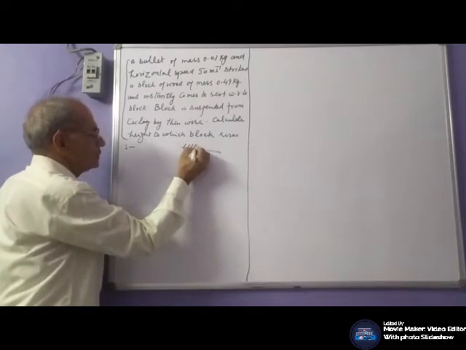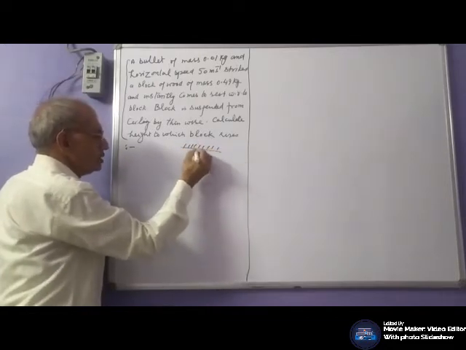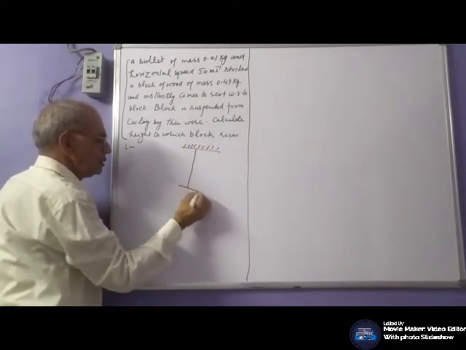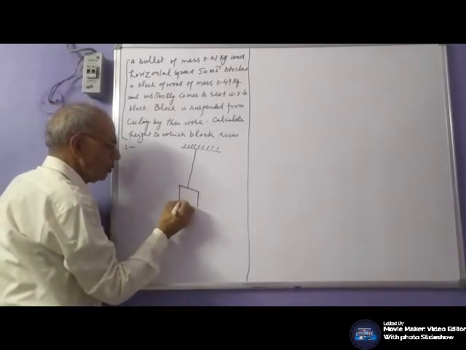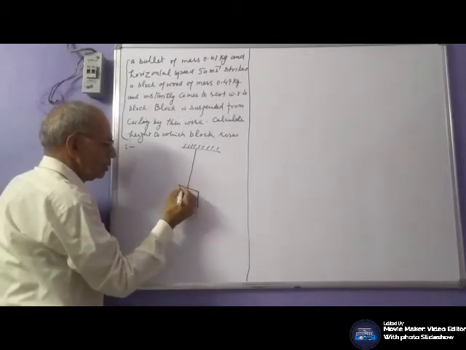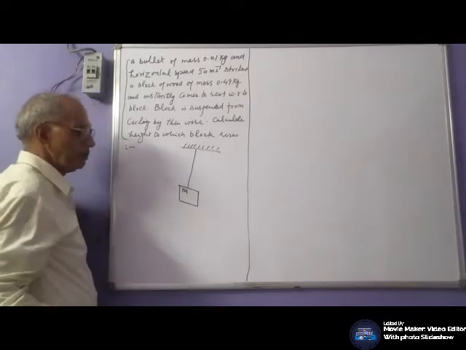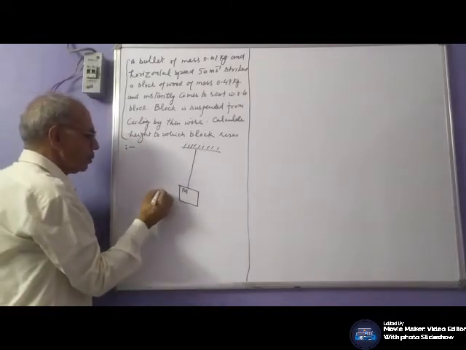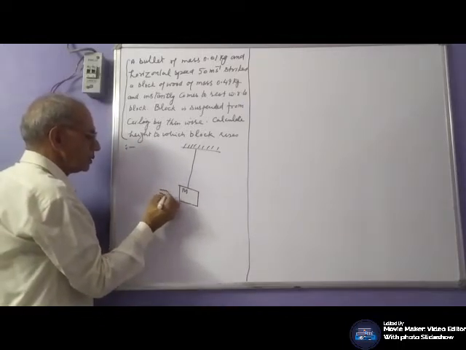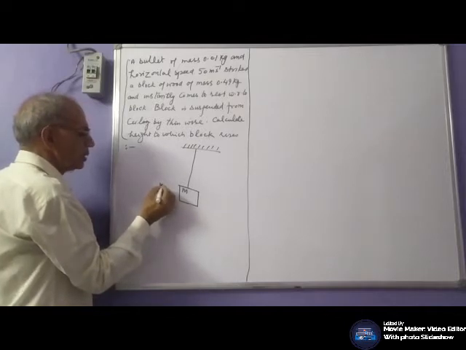This is the ceiling. This is a thin wire. This is a block of wood. Mass is M. This is a bullet. This is the speed of the bullet.